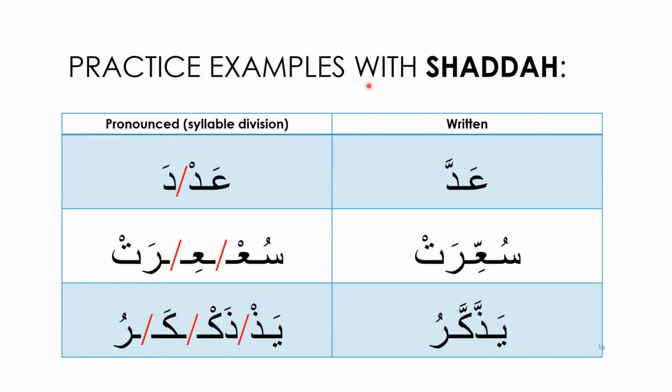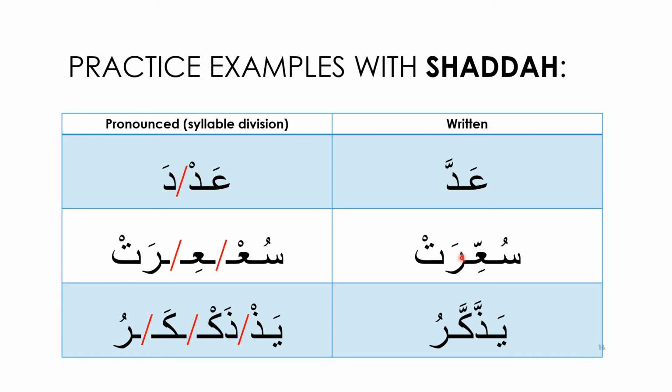Okay, let's practice some examples with Shaddah. The Shaddah in this word indicates that I have two-letter dal, two d. The first one has Sukun and the second one has a short vowel a. So the way to pronounce this word is adda, adda, two syllables.